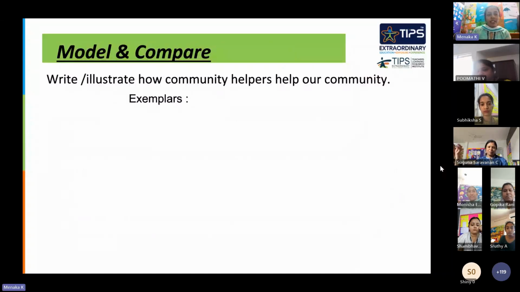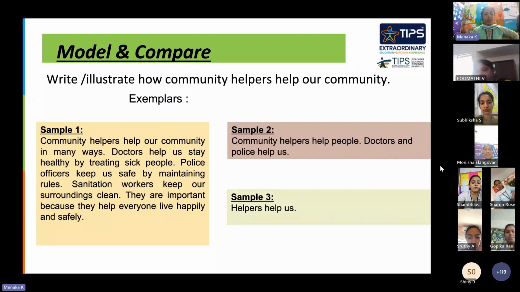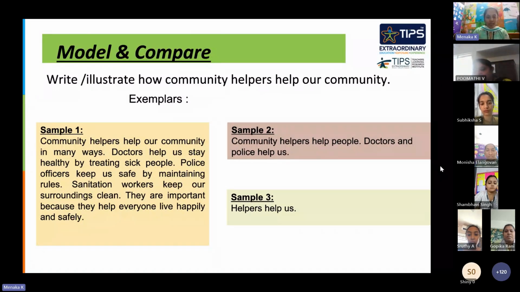So model and compare is write and illustrate. I can name at least two community helpers. So model and compare is the second step where you write or illustrate how community helpers help our community. Yes, we will be showing some exemplars. It can be through a picture or through a writing done by us or from the previous year's students. So I am giving you three samples where it speaks about a community helper.